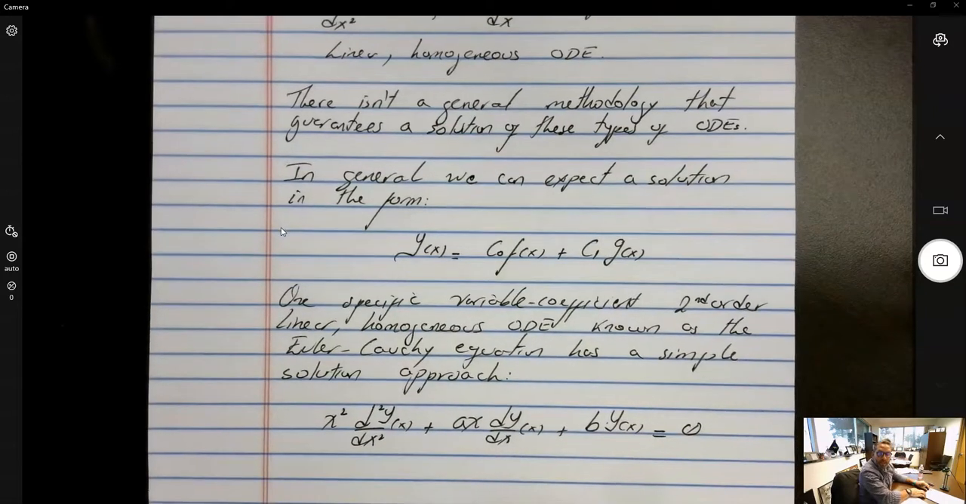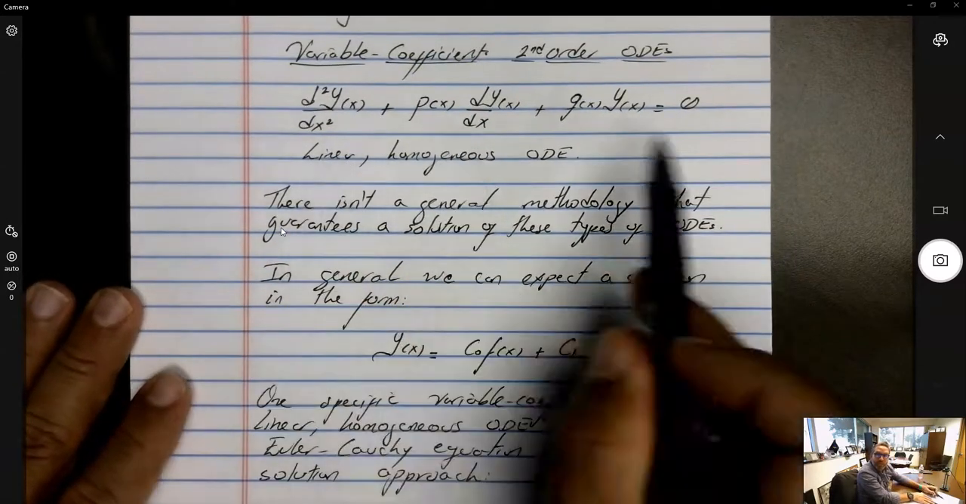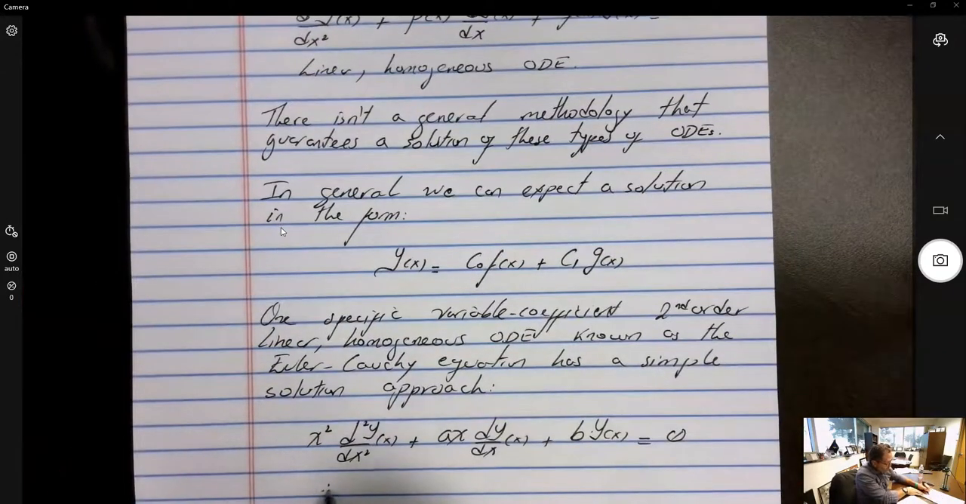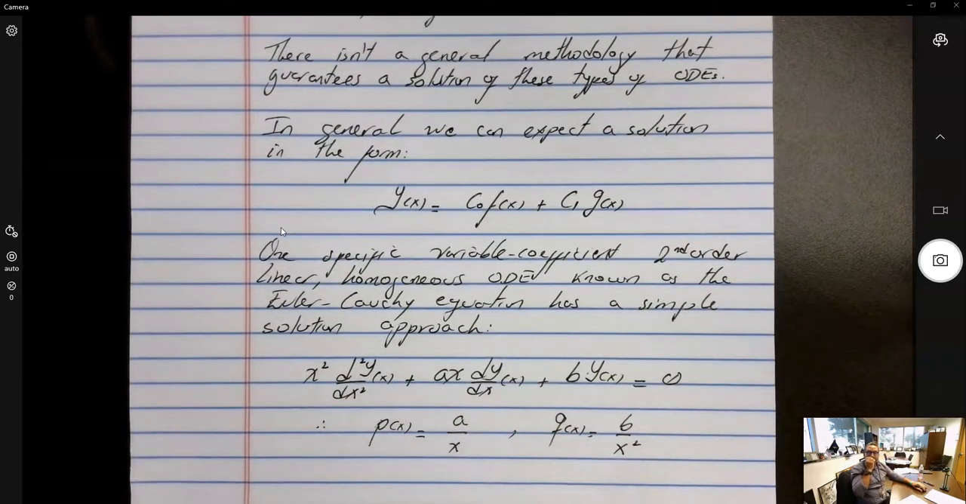Again, this is a variable coefficient equation, as you can see. There are two coefficients that are functions of x. Second order linear homogeneous equation. If we write it in this general form, we can very easily infer that the function p of x is a divided by x, and the function q of x is b divided by x squared. So we're basically dividing everything by x squared, and that's how p and q will end up.